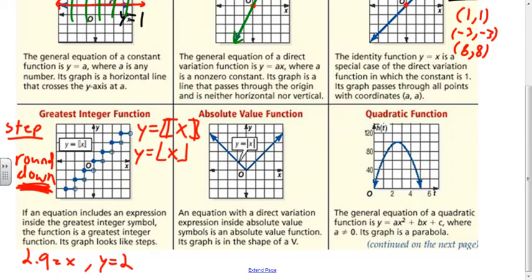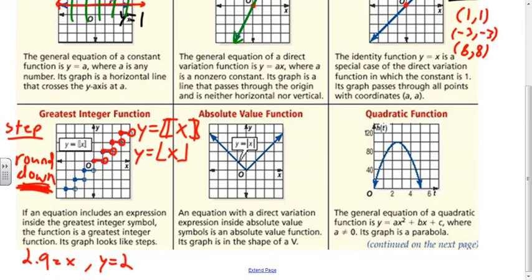Since we're always rounding down, that's why on our left side, each step is filled in. On our right, it's open, because we never quite hit that spot. We hit the next one up. Like I said, if it was 2.9, it would come down to 2. But once it goes to 3, then it's filled in. So that's why we have filled in on the lesser part, and it's open on the greater part. That would be our greatest integer function.